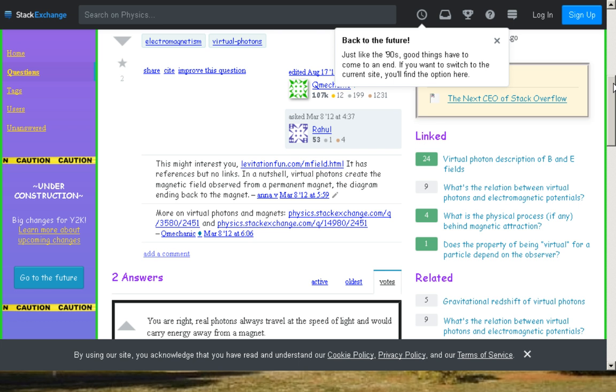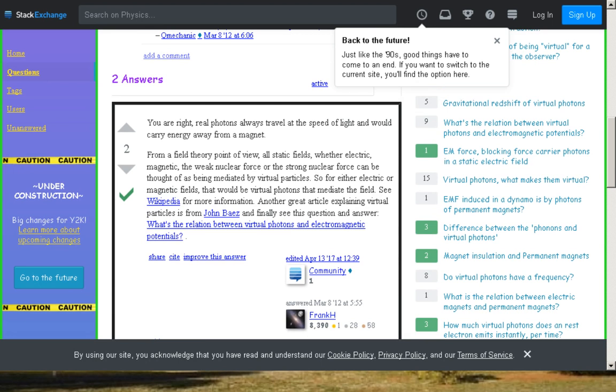In a nutshell, virtual photons create the magnetic field observed from a permanent magnet. For static fields, either electric or magnetic, it would be virtual photons that mediate the field. See Wikipedia.